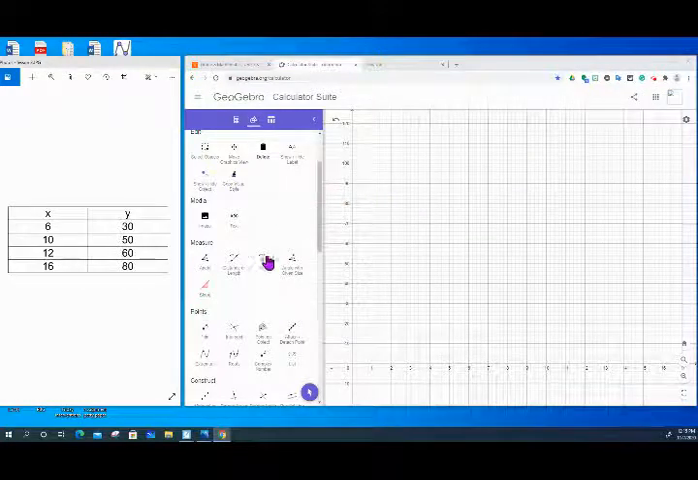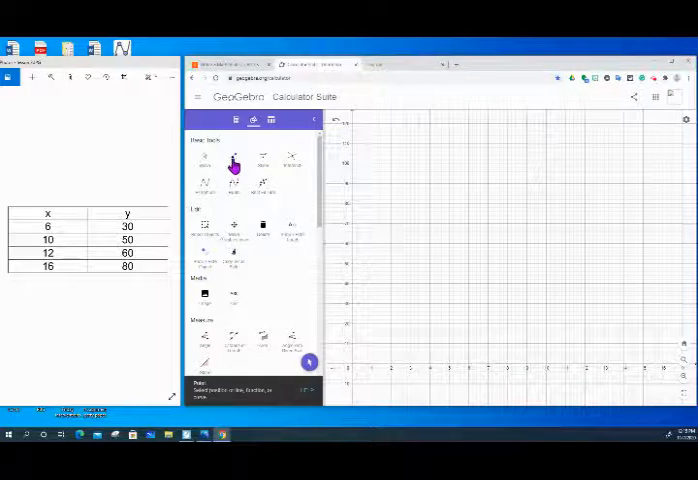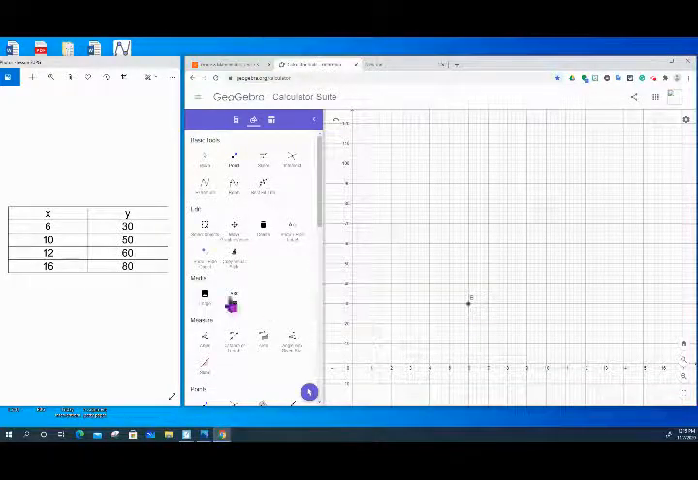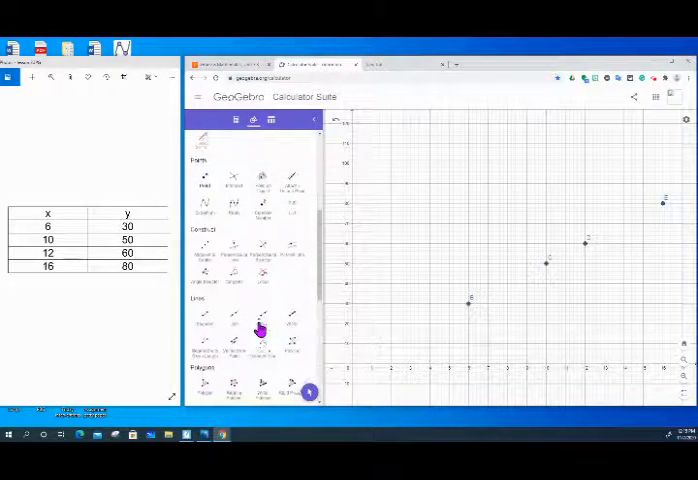So we're going to plot the points on the graph, and then from that we can determine our equation. The first one we have is 6, 30. There's my first point. Then 10, 50. Then 12, 60. And then 16, 80. So the first thing we need to do is check, is it really proportional?